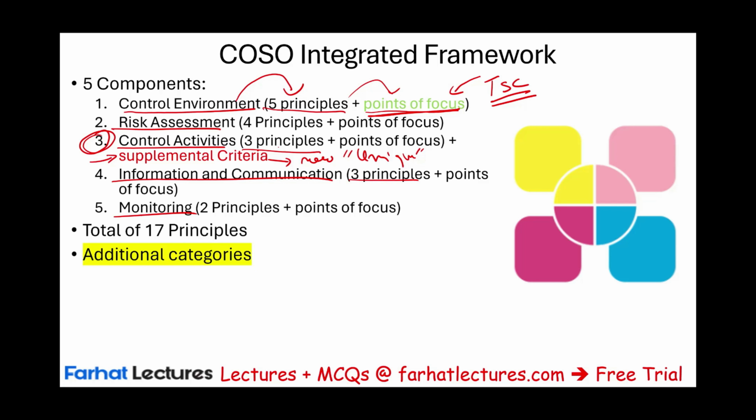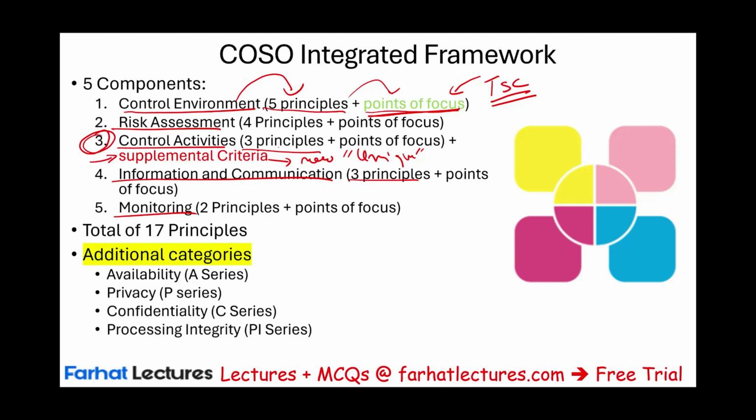In addition to that, we have additional categories. For availability, we have additional criteria, the A series. Privacy, P series. Confidentiality, C series. And processing integrity, PI series. No, we don't have a security category, because security covers everything. Security is a common criteria. We don't need additional criteria. We need to have security for any type of engagement.